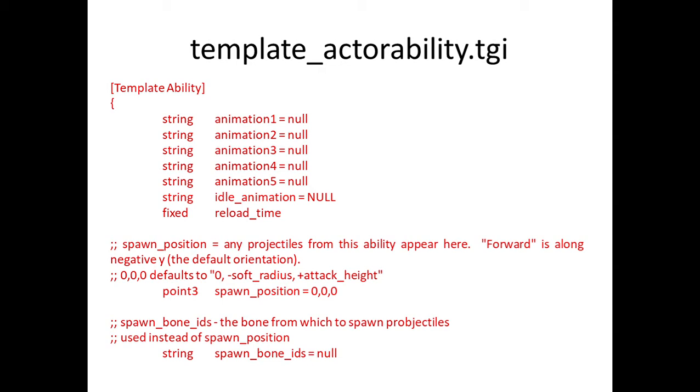Spawn position, I'd say pretty much obsolete code. I think it was obsolete even in Kohan 2. There's really no point where you'd ever use this, but if you did for whatever reason want to, it is relatively straightforward if you just read the text in the template. Same with Spawnbone IDS. This is normal. This is what you're using most of the time in Axis Allies.